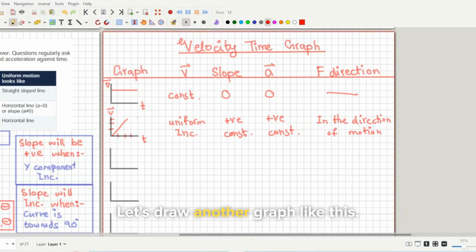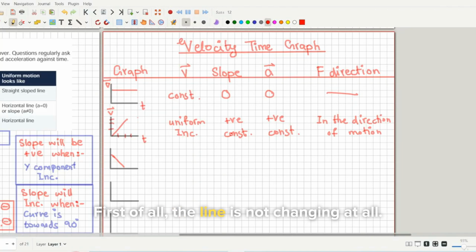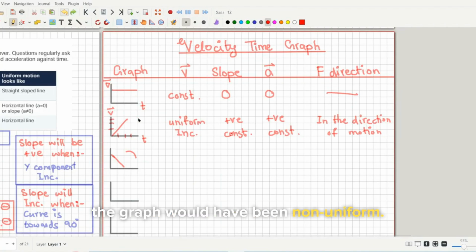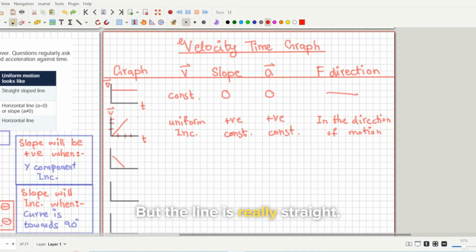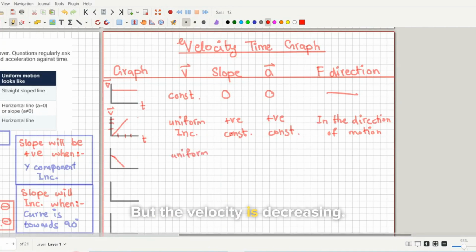Let's draw another graph like this. What is this graph telling you? First of all, the line is not changing at all. You know, if the line was like this or this, then the graph would have been non-uniform, but the line is really straight, so that means the velocity is uniform, right? But the velocity is decreasing. Simple, right? Not hard at all.